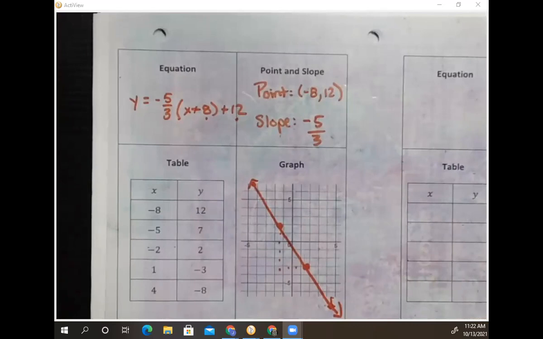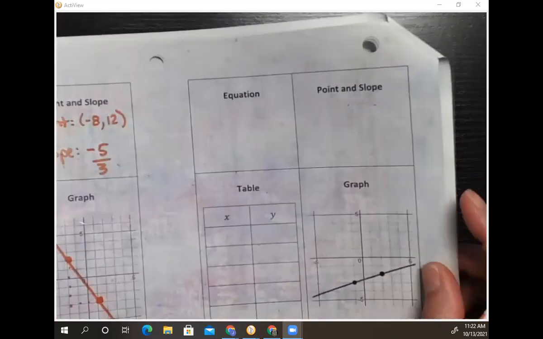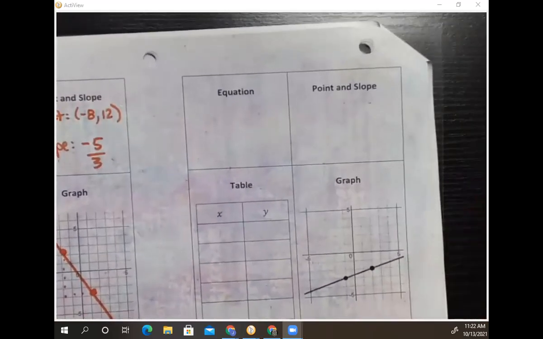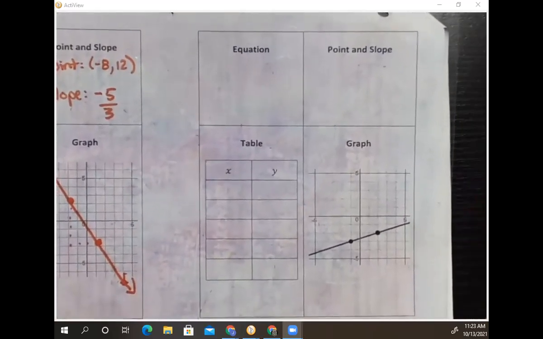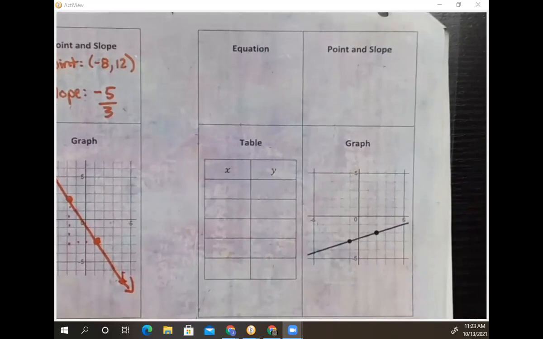Questions for me on this one? Okay, just like what we did yesterday, right? Same format and everything. Try the last example on page 107. Try this guy. Starting with a graph this time.